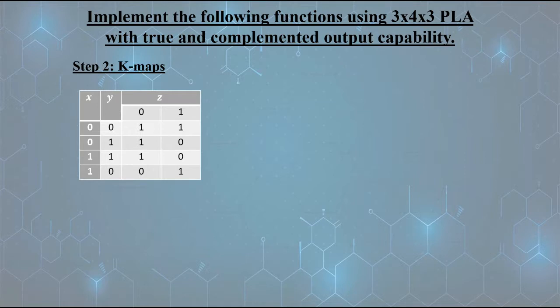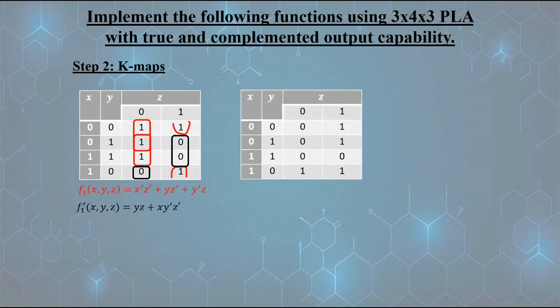The first K-map is for the first function, where the red color circle is for true output capability and the black color circle is for complemented output capability. The function of F1 is equal to X bar Z bar plus Y Z bar plus Y bar Z, while F1 bar is equal to YZ plus XY bar Z bar.